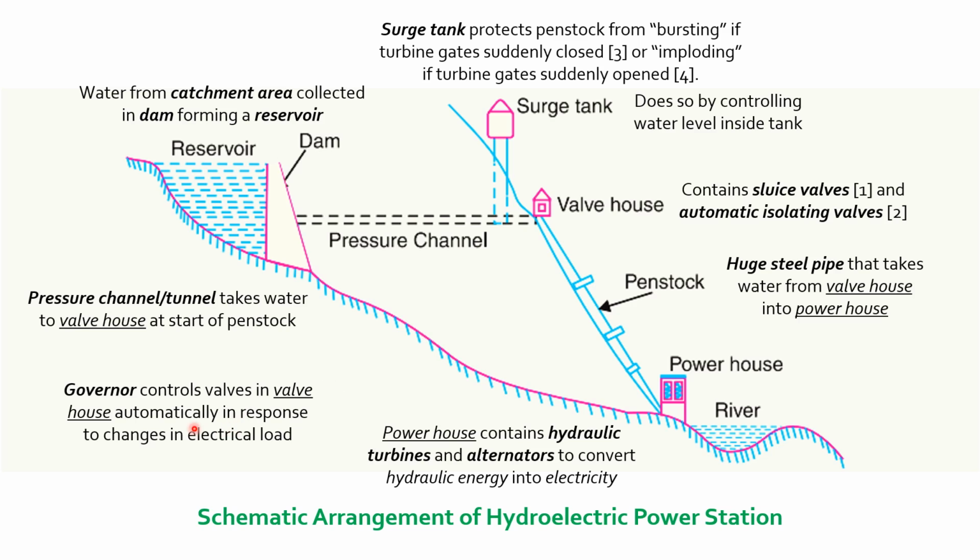The governor controls valves inside the valve house. The governor is any controller which controls when the valves will open, when they will close, and how much they will open. It is also obviously located inside the valve house. It does so in response to varying load on the power station.